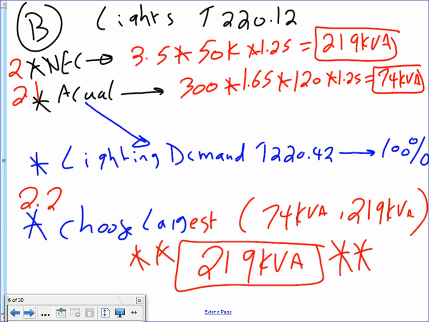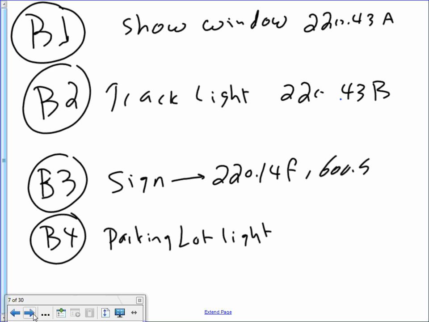Let's go to the show window. Can you guys see how you do the math for the two and you choose the largest? Now, Derek, in 2014, they will allow you to use the smallest, but we're not in 2014. Show window. What did we say the show window was on my sheet? Adam, help me here. Show window was 2.5. Show window was at 2.5 here.